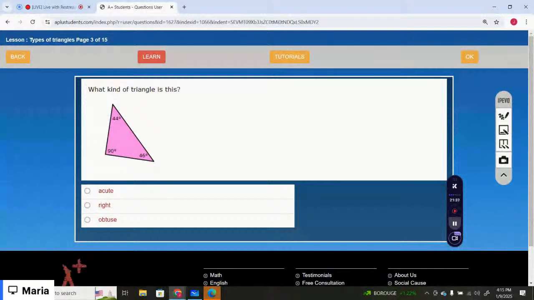That is the right angle triangle because one of the angle exactly measures 90 degree. That is the right triangle, not the acute.